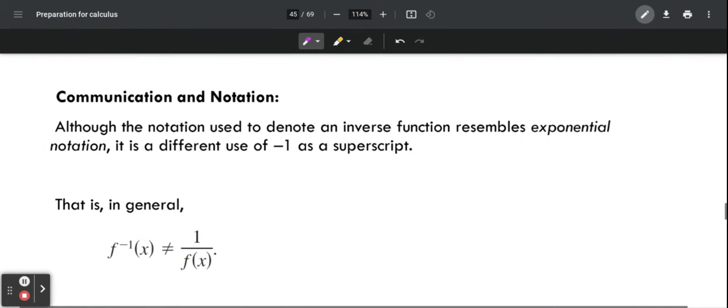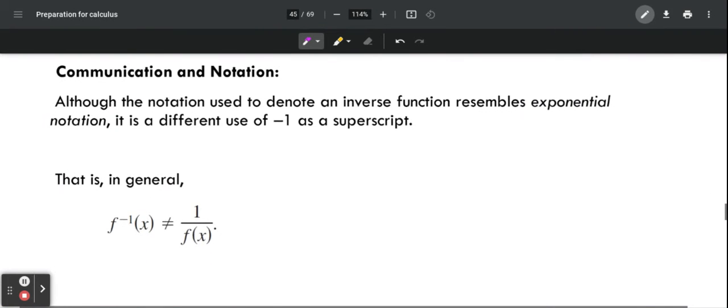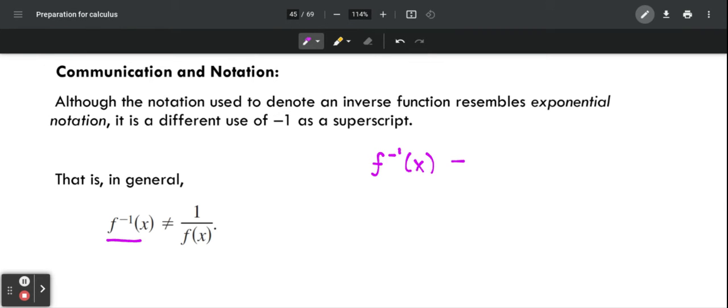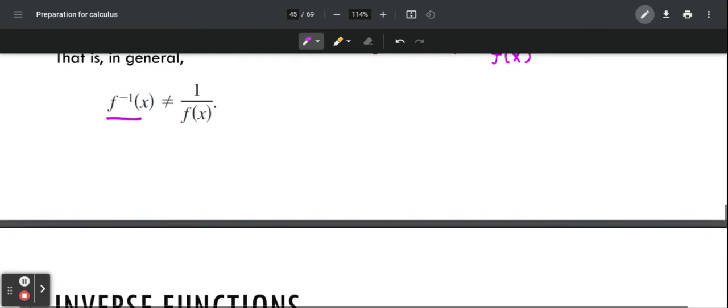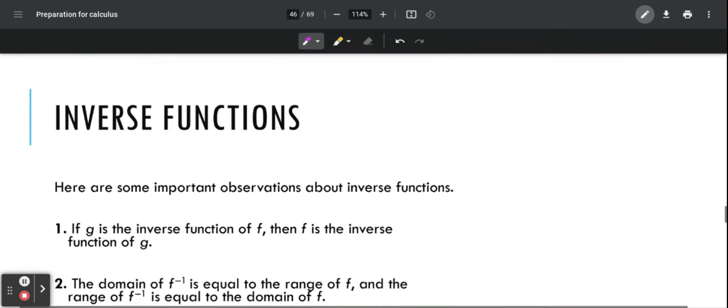So just a few things for notation. Remember that if you see this f inverse of x, f inverse of x is not exponential, so it's not 1 over f of x. Okay, so an inverse doesn't mean reciprocal. It means the inverse, where you're switching your x and your y values.